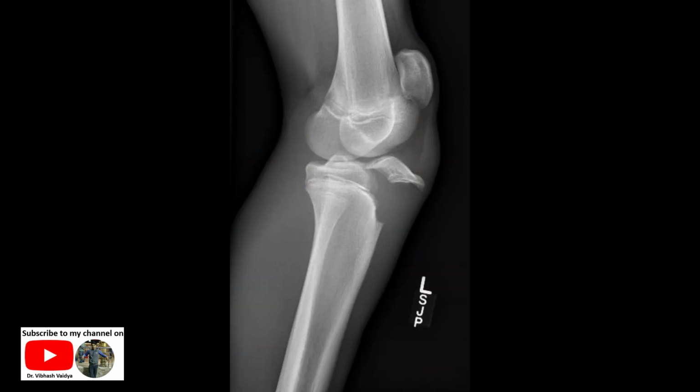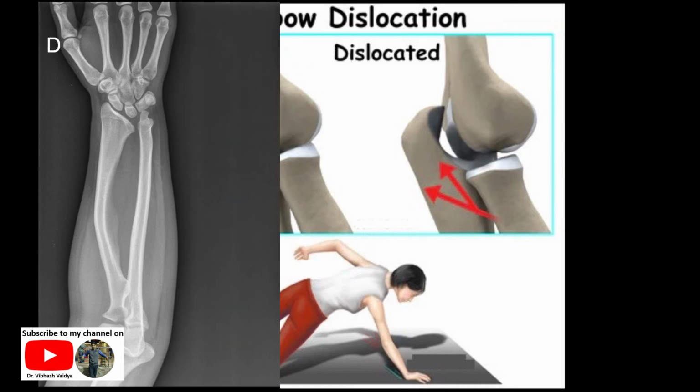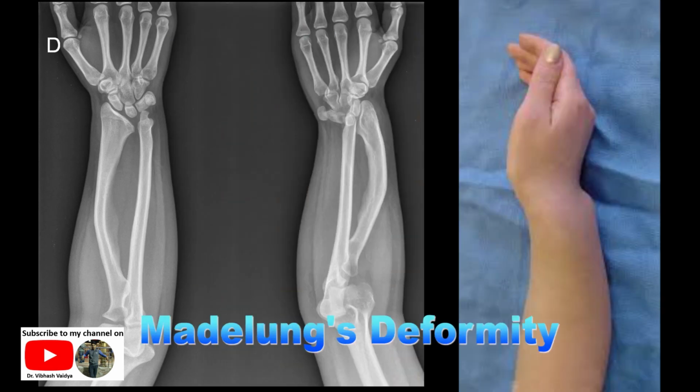The fracture of the olecranon process is common and it is caused by a fall on the point of the elbow. Fracture of the coronoid process is uncommon and usually accompanies dislocation of the elbow. Madelung's deformity is dorsal subluxation or displacement of the lower end of the ulna due to the retrograde growth of the lower end of the radius.